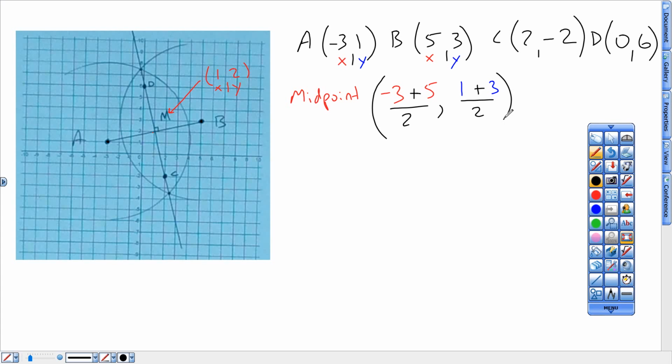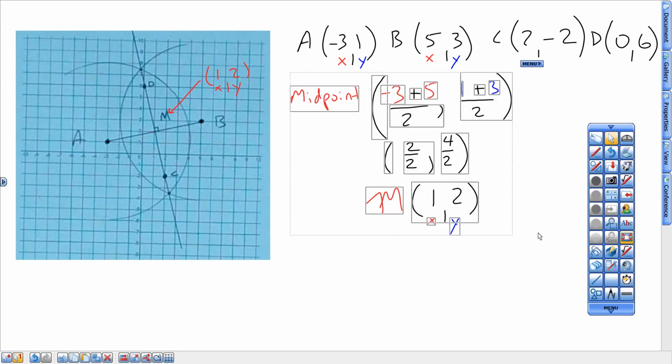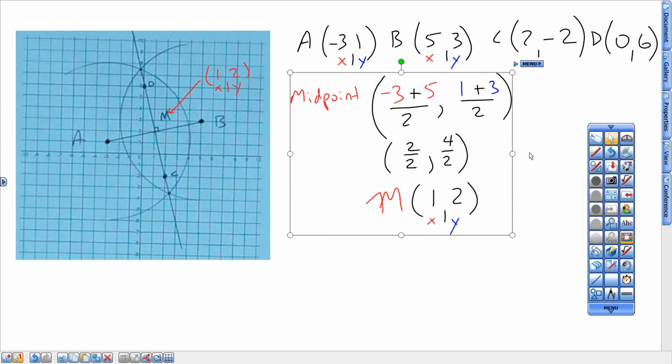So this midpoint, -3 plus 5, is 2 over 2. That's where that 1 comes from. That gives me 4 over 2. The final point for M I could see for the midpoint, it's going to be the coordinate 1 for X, 2 for Y. It matches what my graph is showing there. Midpoint formula. Take those coordinates, add them up, divide by 2. That gives you the midpoint between any 2 coordinates on an XY axis.